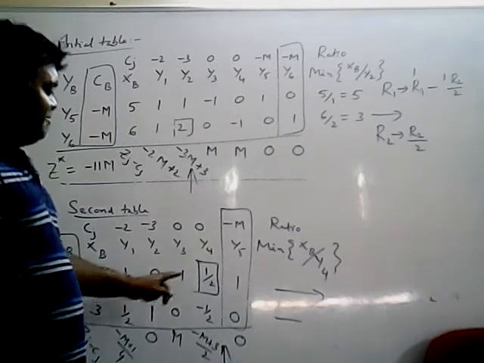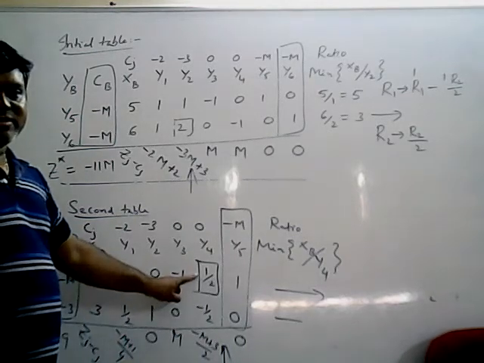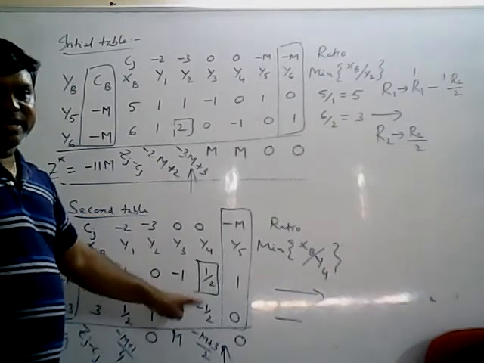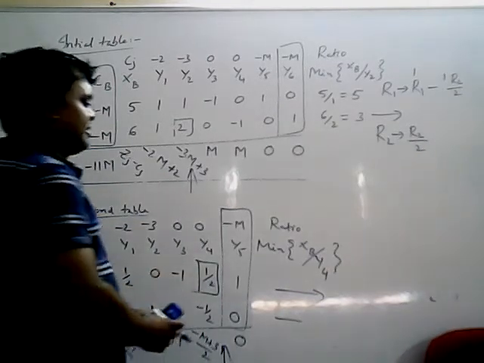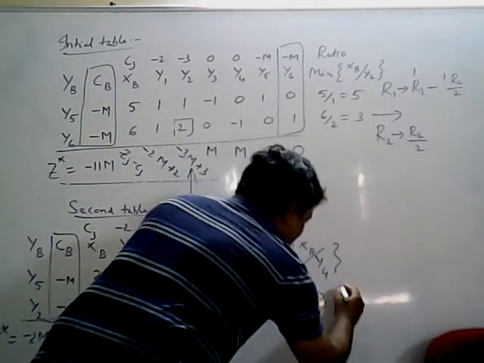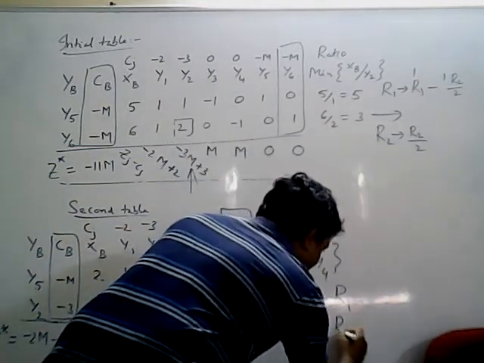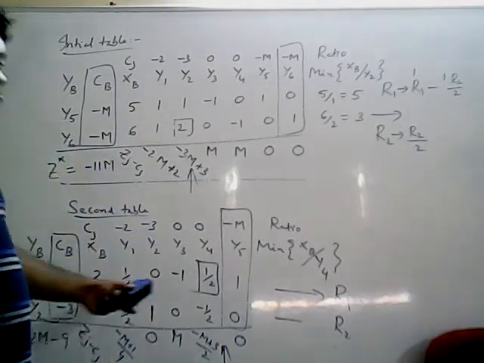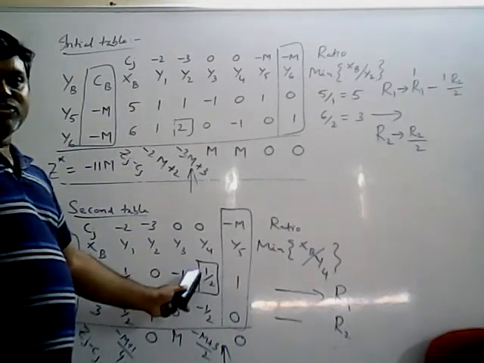Next, what you have to do? Same as before, make the key element 1, and make the other elements 0 by performing matrix row operations. How many rows are there? Two rows, R1 and R2. The key element is in which row? The first row. So first row operation you have to write first.